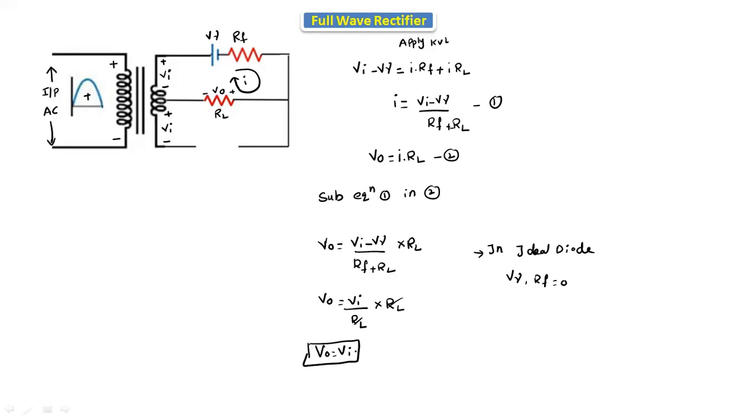So the output is exactly equal to the input if we give the positive half cycle to the rectifier circuit. We are not applying KVL in loop 2 because in loop 2 the current is 0, as it is an open circuit. That's why we apply KVL only in loop 1. For the positive half cycle of the input AC, the output waveform is V naught equal to Vi, that is, the output is exactly equal to the input.